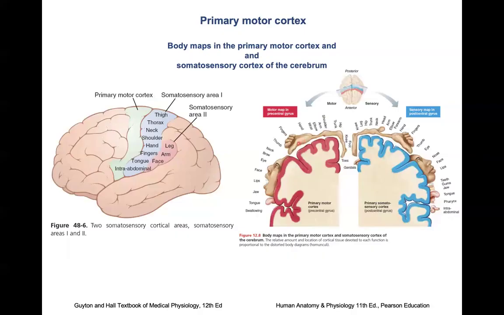Okay? For instance, we need the hand for all sorts of things, to touch and move. We need a very large number of receptors, including mechanoreceptors. So we have a very high density of receptors in the hand, which is why the hand is overrepresented in both the motor map and the sensory map. I'll talk about this in detail in a separate part.